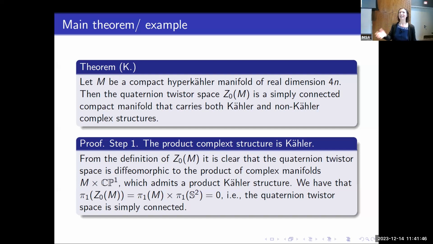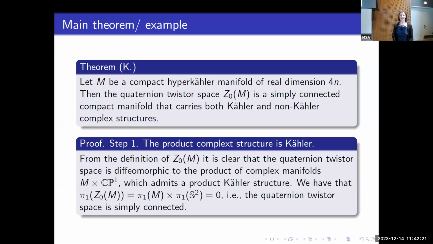So I'm recovering from a cold, so I will keep my lecture very short, but here's the theorem. If you have a compact hyperkähler manifold of real dimension 4n, then the small Twistor space is a simply connected compact manifold that carries both Kähler and non-Kähler complex structures.